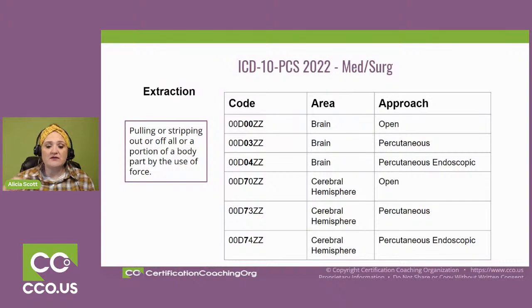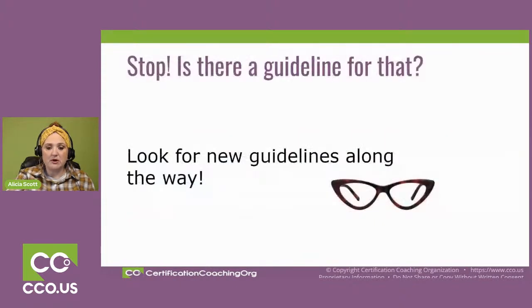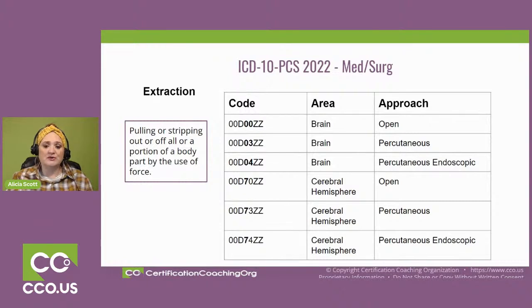So you notice we have 00, and again, remember the previous slide, the graph. Let's just go back and look at that again. Body system, right? So we have med surg, the body system is 0, and then root operation and body part. So 00D, all of these are D codes because they're extractions. And then it's what area are we working in? Well, everything here is around the brain. So the first three codes are brain, and the next three are cerebral hemisphere, again, all around the brain.